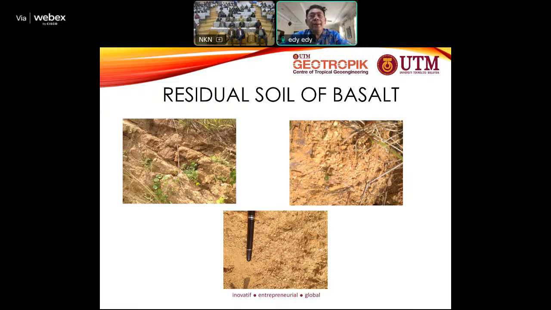While this one is the residual soil of basalt, you can see it is a different color, different texture of ground, and this is brownish in color with less sandy-size minerals. Okay, next slide.